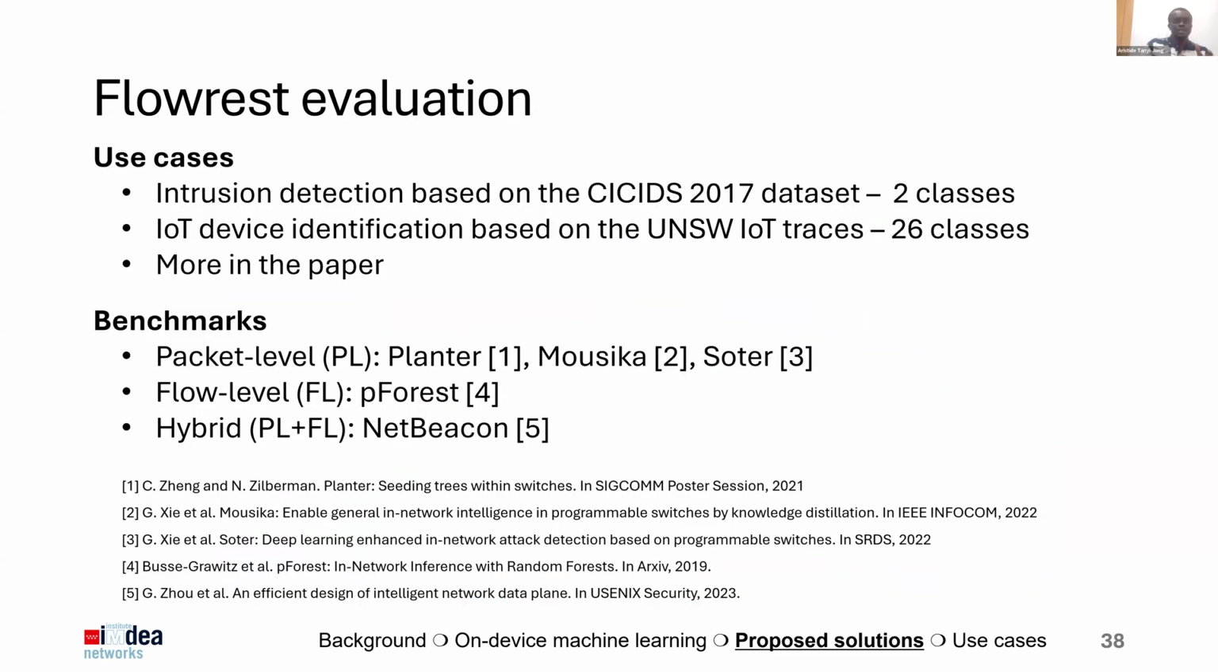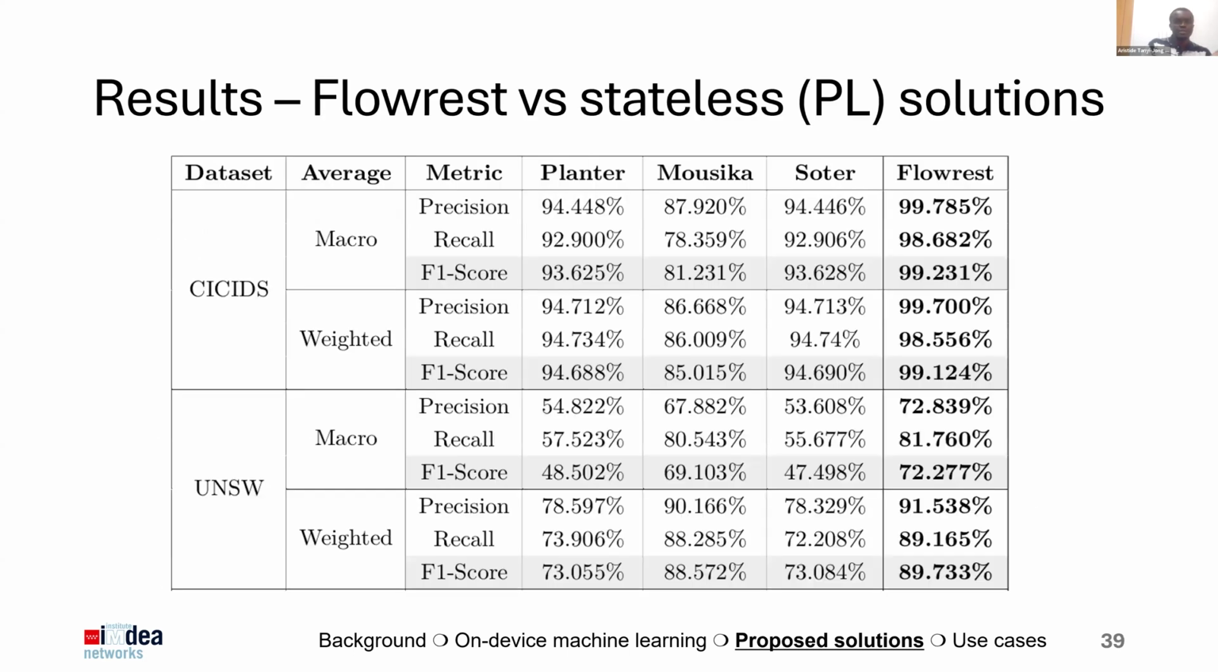And then we perform an evaluation with several use cases, comparing it to several benchmarks. I will just flash you with some of the results that we have. If you read the paper, you would find more details. But we show that when compared to stateless solutions, like in the motivation, where we said that stateless solutions are less accurate, it's not a surprise here, because they use fewer features and they use features that do not exploit the relationship between the different packets of flows. So here we show that FlowRest is consistently better than all the different stateless solutions that we compared it to.